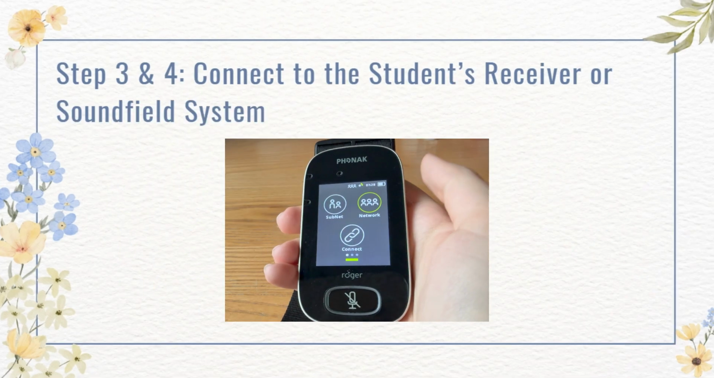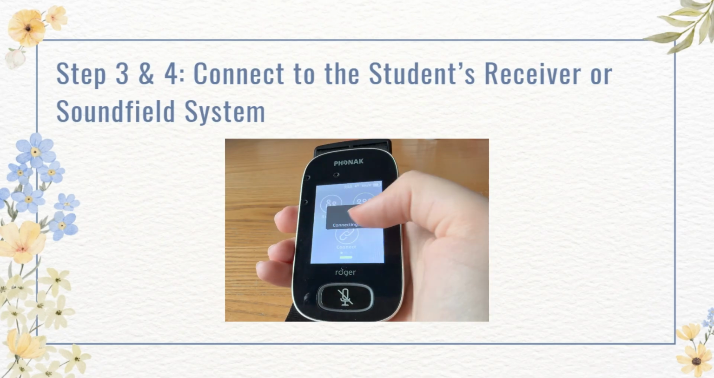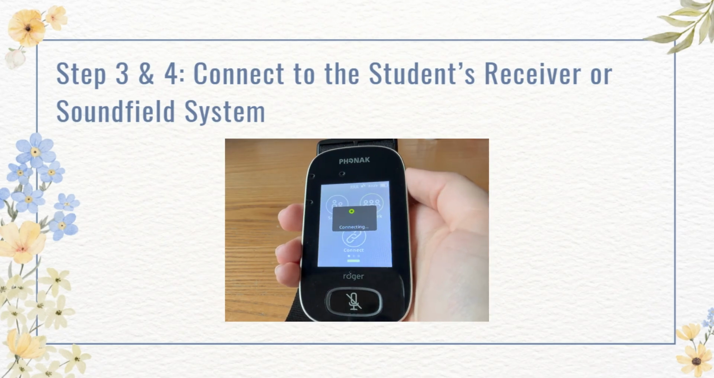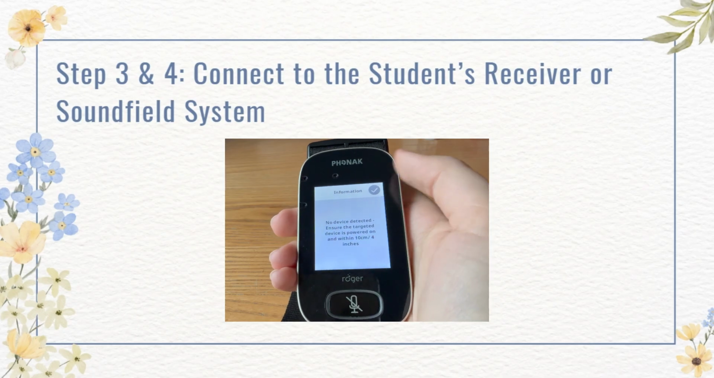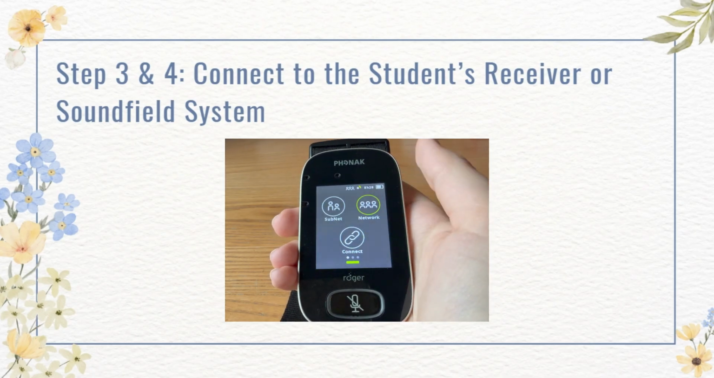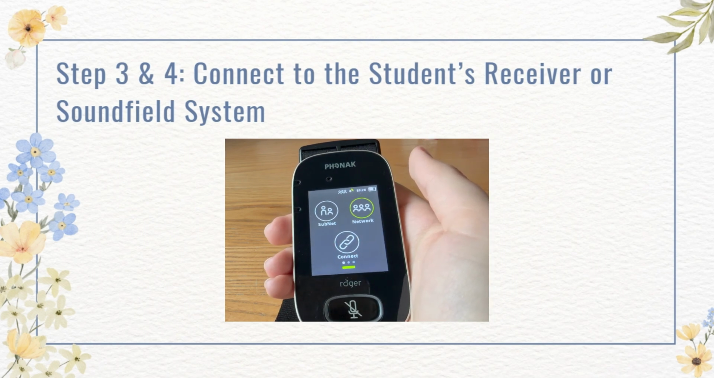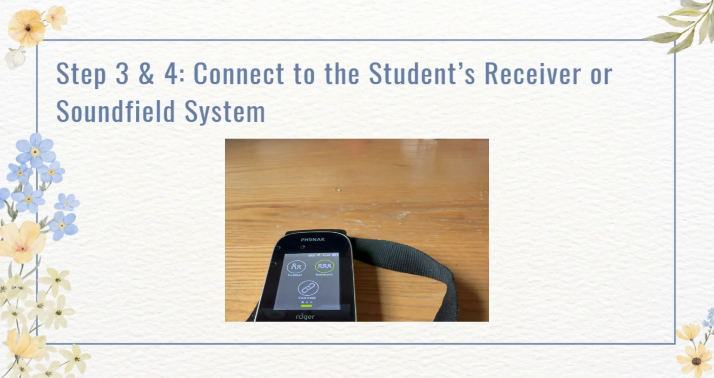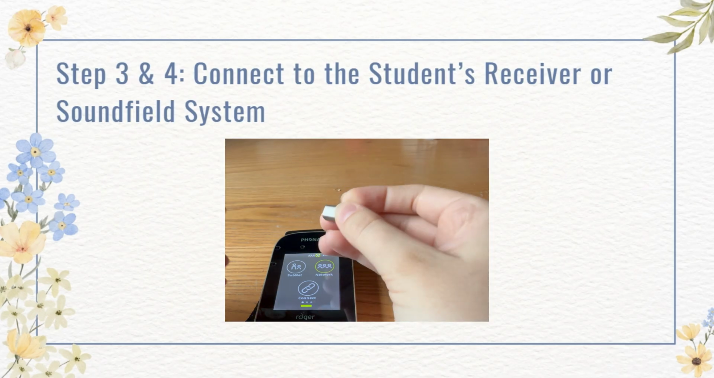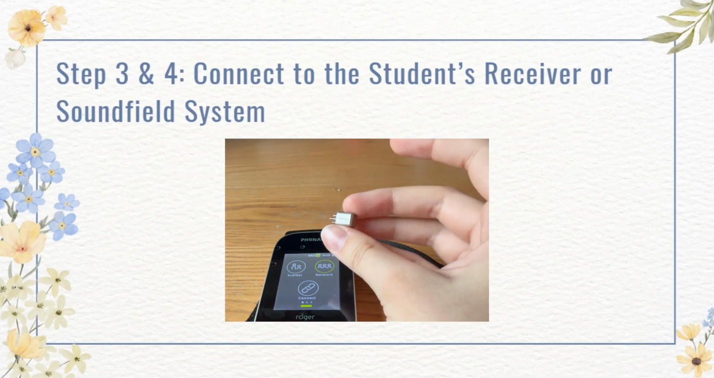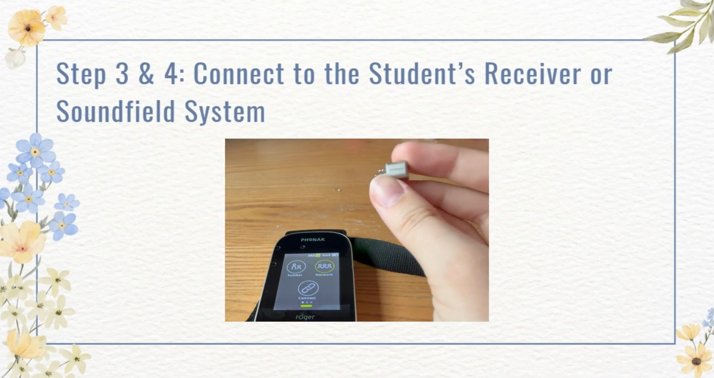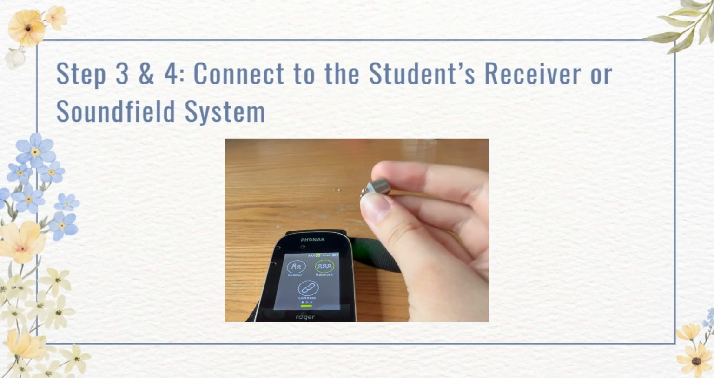Step three has to do with this connect button. If I click it, nothing's going to happen since I don't have anything to connect to. But what you're going to do is that if your student has a cochlear implant or hearing aid, they will probably have something like this. And so this little piece of technology will be clicked into their cochlear implant and hearing aid so that they can connect that way.